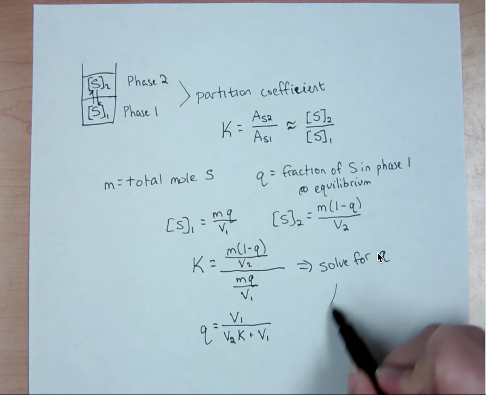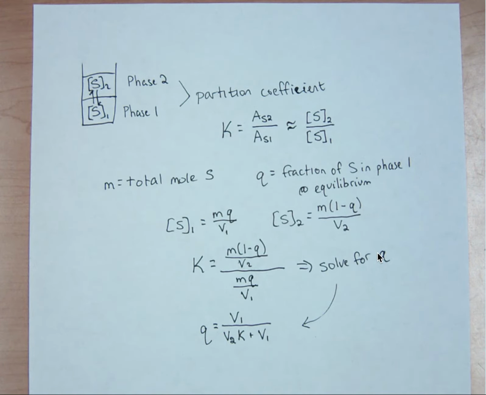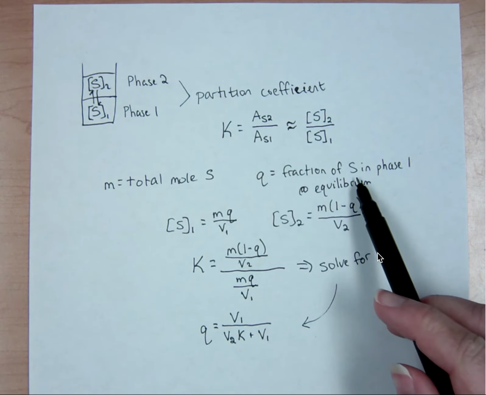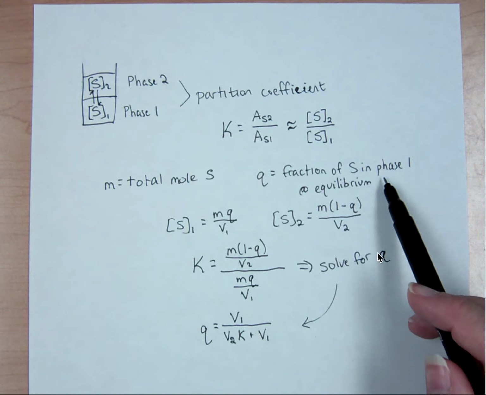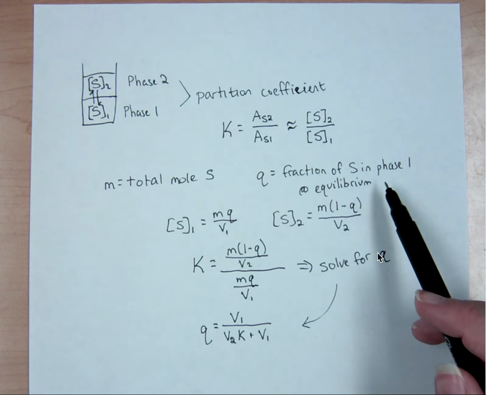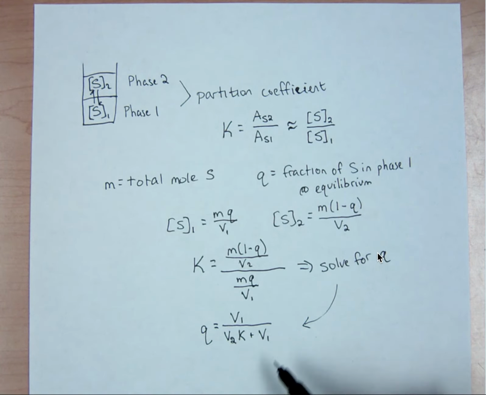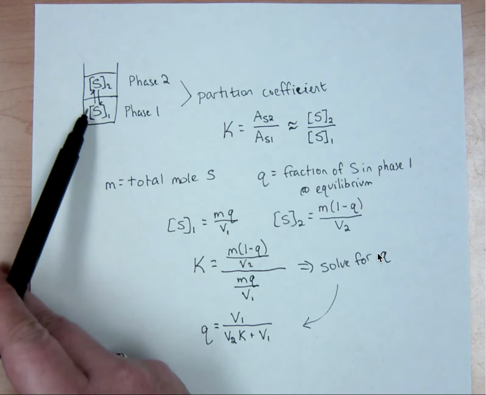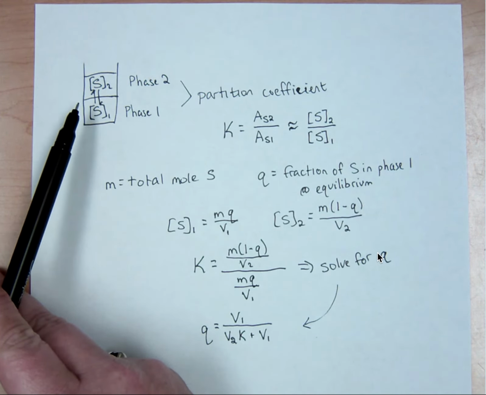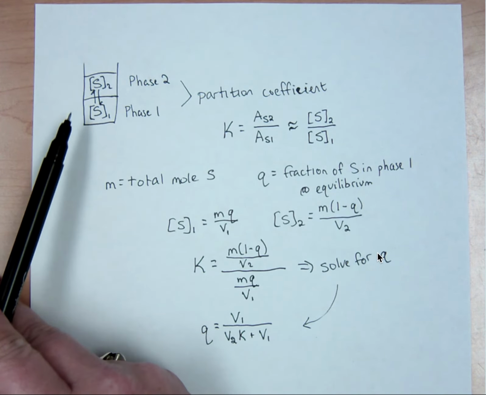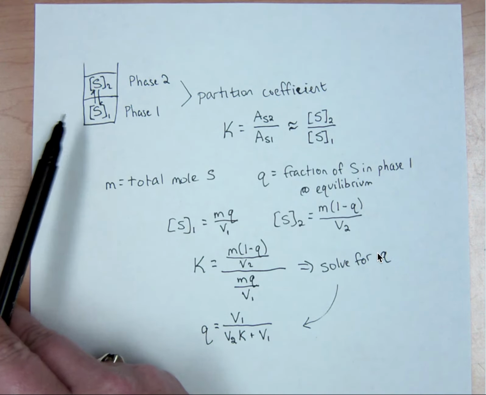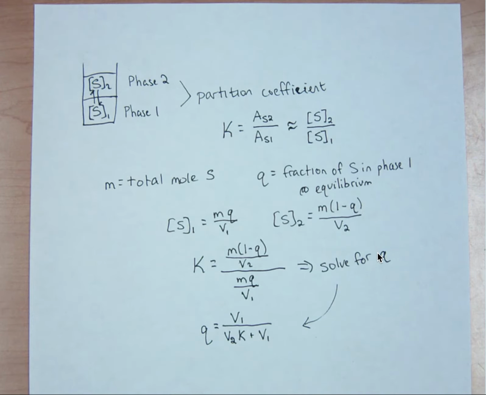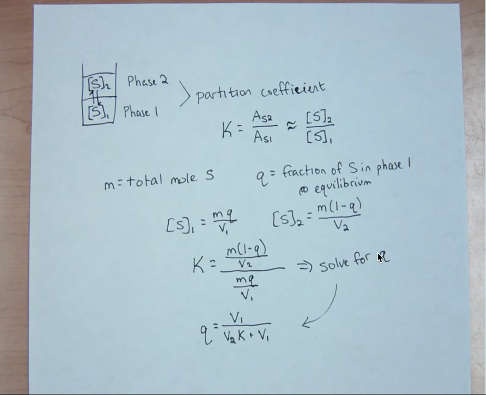Okay, so when you solve for Q, you get this equation. So what does this describe? This describes the fraction of S in phase 1, which would be our original phase, at equilibrium. And this occurs after one extraction where we've taken phase 1, added phase 2, shaken it up, and seen where they come to equilibrium. We often call this an expression of the efficiency of the extraction.